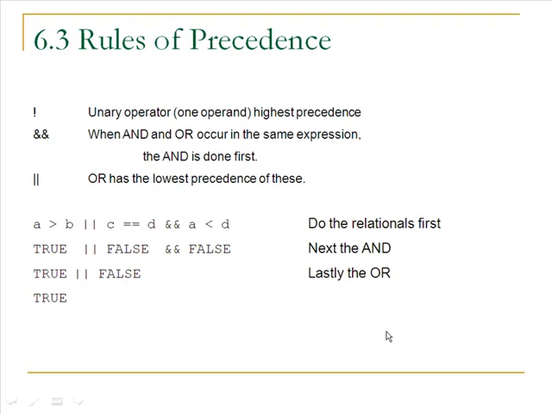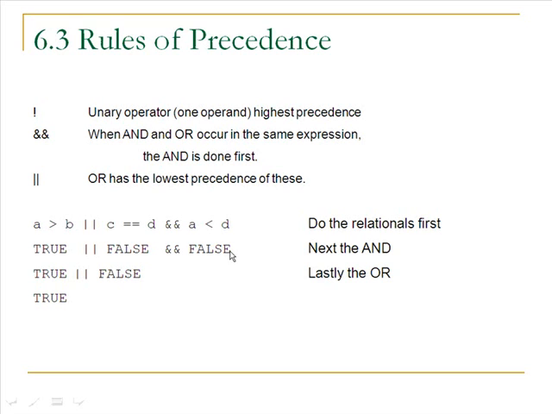We have to look at the rules of precedence now. We have relational and logical operators being combined into one expression. Let's look at this expression now. We'll do the relational operators first. So I don't know what's in A, B, C, and D, but let's assume that A is greater than B evaluates to true, C is equal to D is false, A is less than D is false. So we do the relational operators first, and then we would say true or false and false. How do we evaluate that?